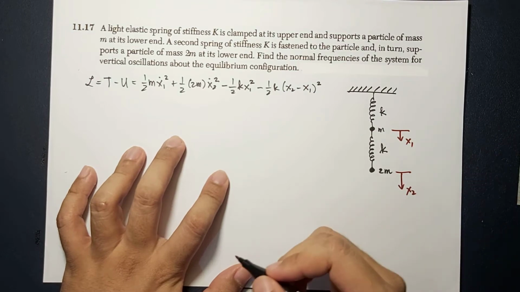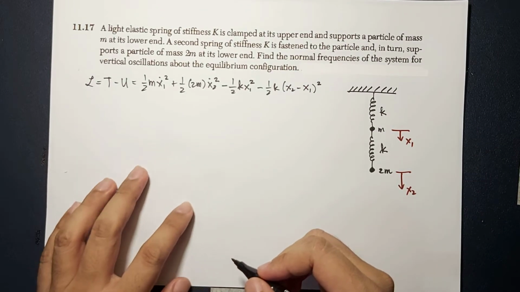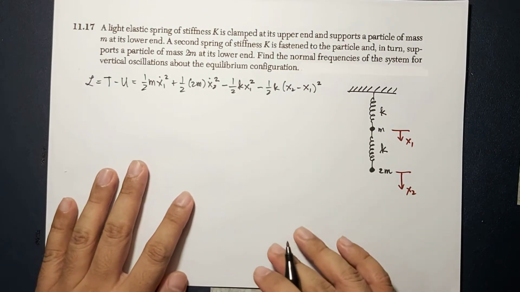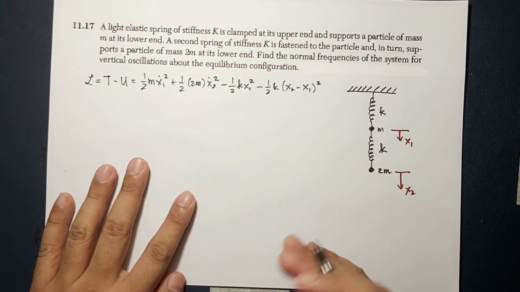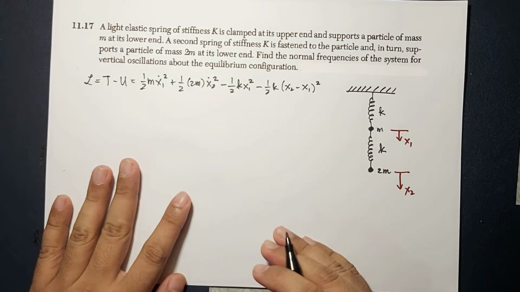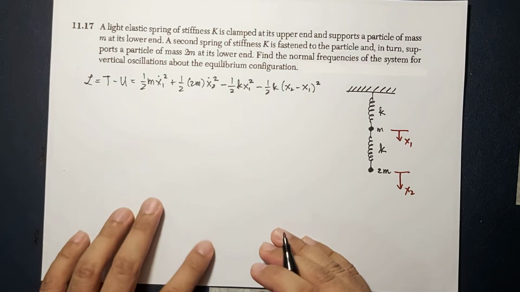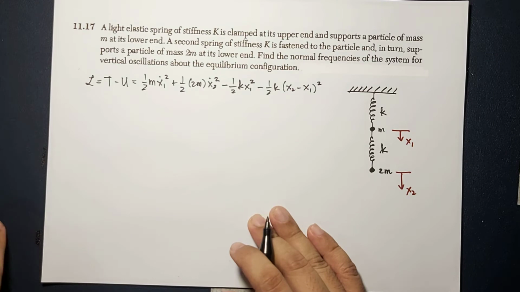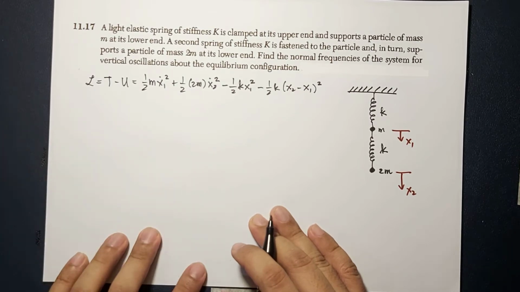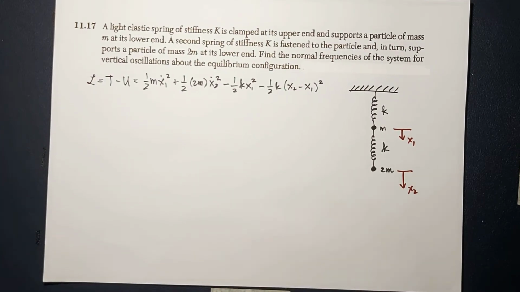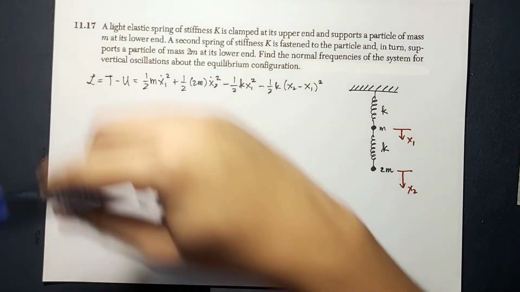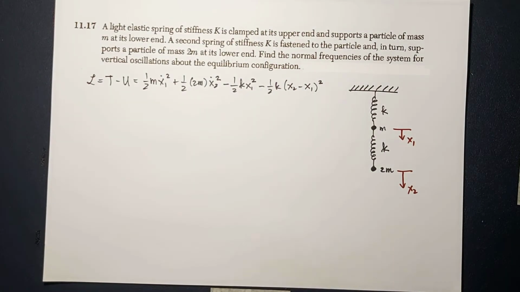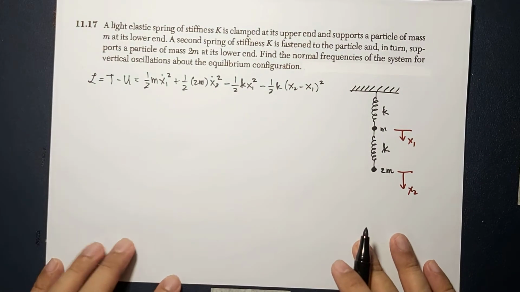As I mentioned earlier, the gravitational effect is already absorbed, so to speak, into the idea of shifted equilibrium positions. So that means in the Lagrangian, the gravitational potential energy will be neglected or removed altogether. Using the Euler-Lagrange equation, we now have the following equations of motion.